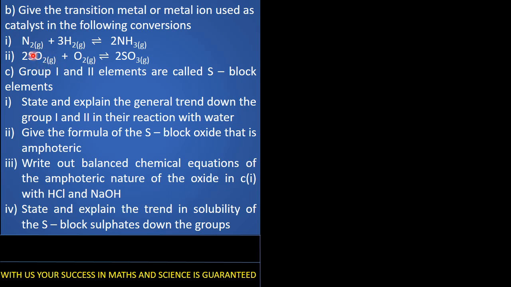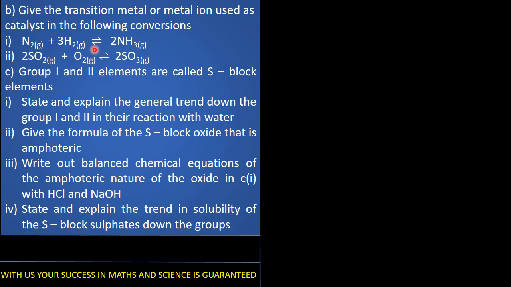And we also have sulfur dioxide plus oxygen, giving us sulfur trioxide. So guys, again, put in the comment section the name that is given to the reaction between sulfur dioxide and oxygen, giving us sulfur trioxide, and the name for the reaction between nitrogen and hydrogen to give us ammonia. Good. So guys, they want us to give the metal or metal ions used as catalysts in the following conversion.